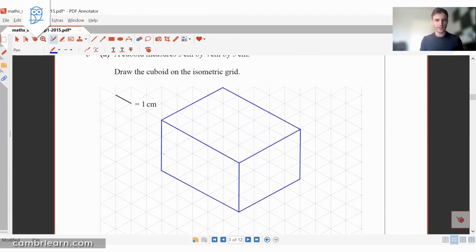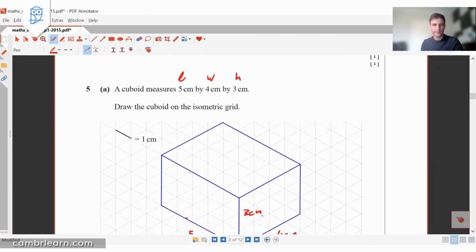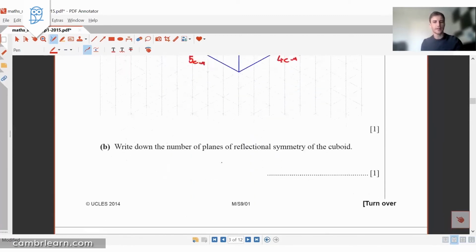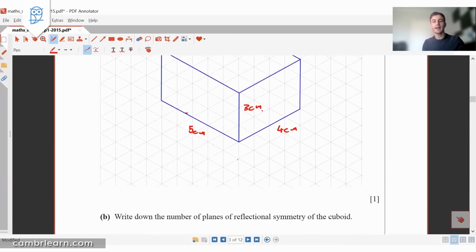We have the length, so let's just double check. So this is 1, 2, 3, 4, 5. Okay, that's correct. So this is 5 centimeters. This is 4 centimeters. And here we have a height of 3 centimeters. Okay, and that looks very good. Right, moving on. Write down the number of planes of reflectional symmetry.